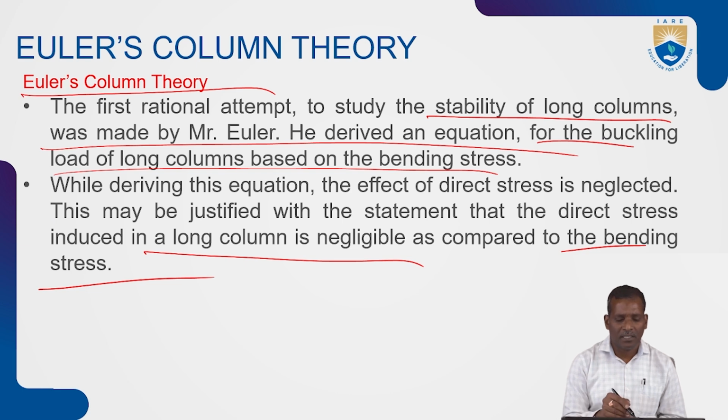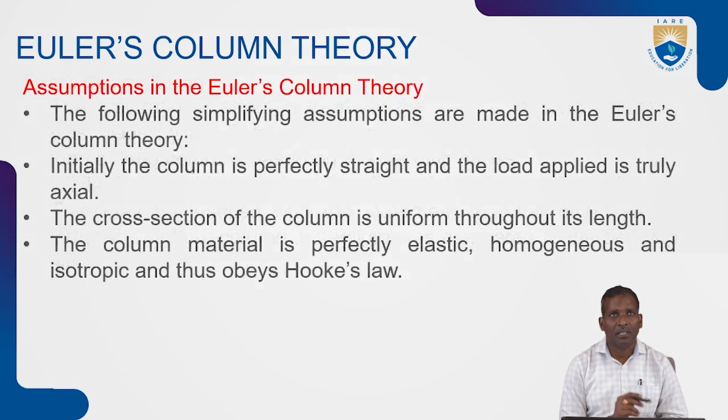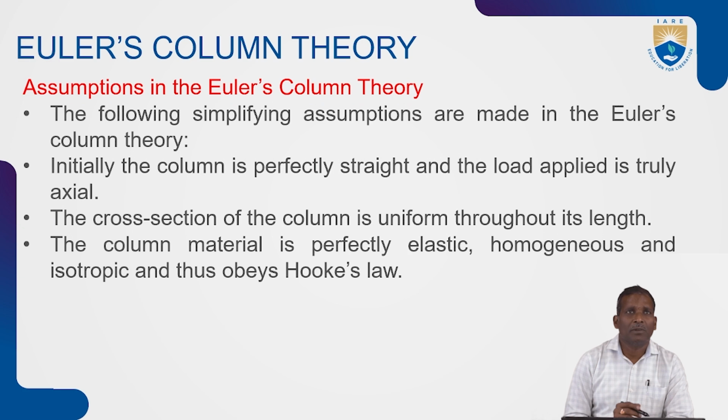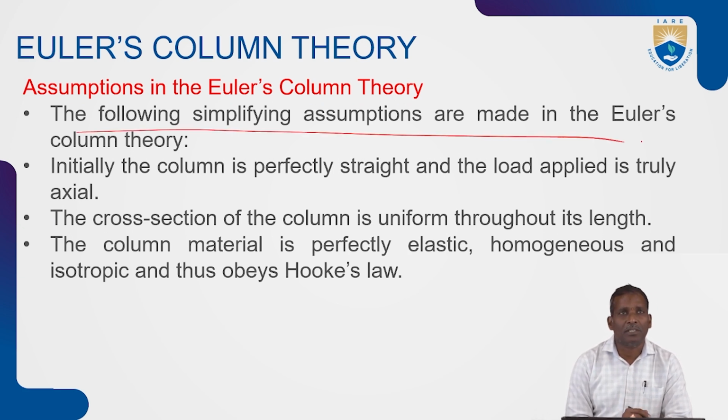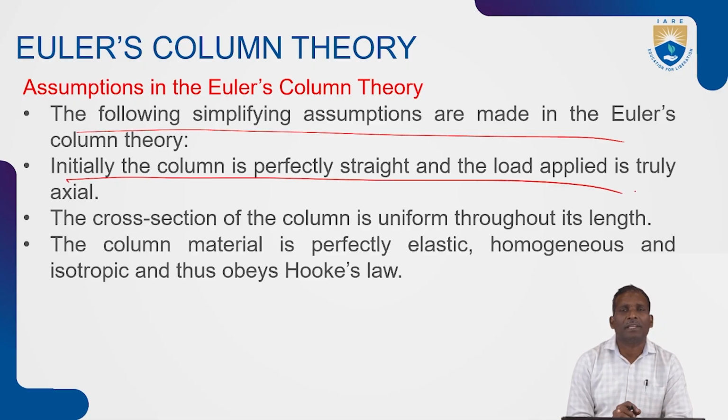The direct stress, you already know, is load per area. This is neglected. Why? Because when compared to the bending stress, this value is very less. So he has derived it based on these assumptions. So what is the first point? The following simplified assumptions are made in Euler's column theory. Initially, the column is perfectly straight, and the load applied is truly axial.